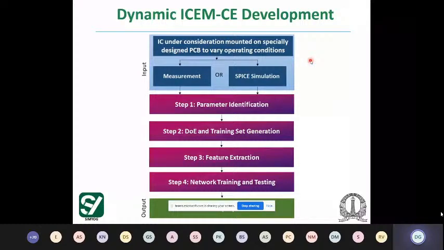So this is our prescription in terms of the machine learning. Let's say I have to generate a model of the IC, and let us say that SPICE is not available. So we make a PCB where the operating condition of the IC can be changed, right? And then the first step is parameter identification, which is what are the parameters that are actually affecting the IC model, right? I think that would be fairly straightforward to do, and we'll tell you how we do that. And then after that, we have to do the DOE, the design of experiments, so that we can generate the training set. And after that, this is the part that is very critical, which is the feature extraction part. And after the feature extraction, then you can do the network training.